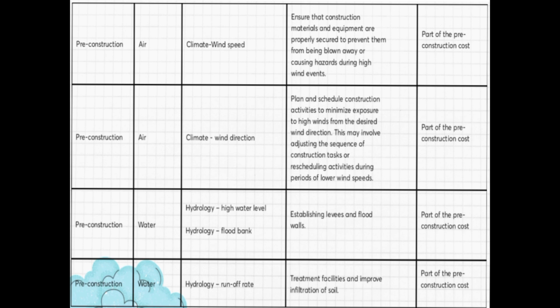Next is water. The predicted impacts under hydrology are high water level and flood bank. The mitigation measures are establishing levees and flood walls. Then, it is also part of the pre-construction cost. Water again, and then under hydrology the predicted impact is runoff rate. And then the measures are treatment facilities and improving infiltration of soil. And then, part of the pre-construction cost.